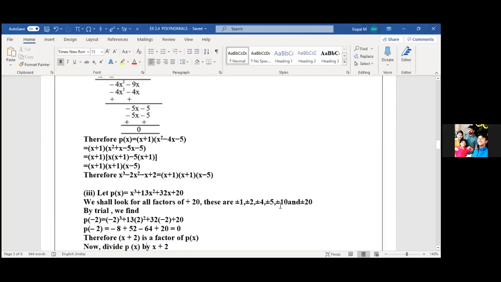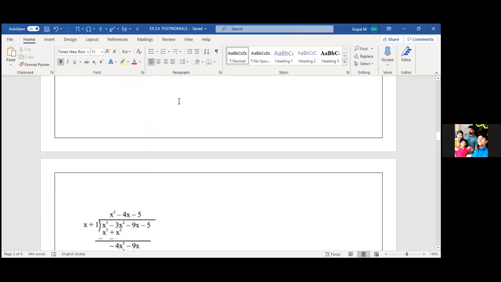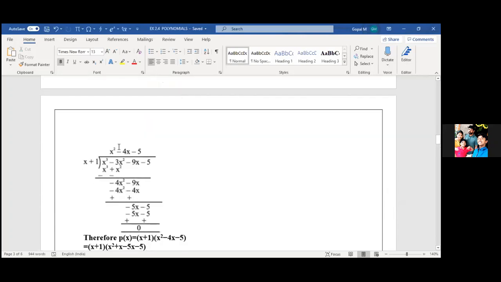Yes, ma'am. So to avoid that, after getting one factor, if you divide the given polynomial by that factor, you'll be getting a quadratic polynomial. This you can factorize. Am I clear, children? Yes, ma'am. Anyone have doubt? No, ma'am. Okay. Next question we will go, children.